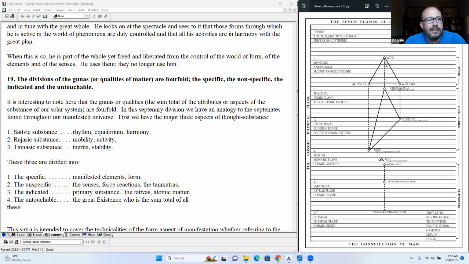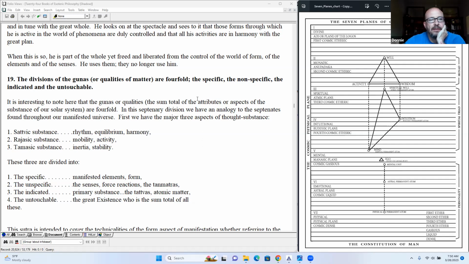And let's get started. The divisions of the gunas, or qualities of matter, are fourfold: the specific, the non-specific, the indicated, and the untouchable. And those gunas are again Sattva, Raja, Sattvic, Rajasic, and Tamasic qualities. And we've talked about those quite in depth in the previous sutras.